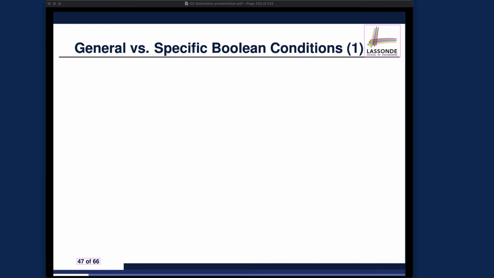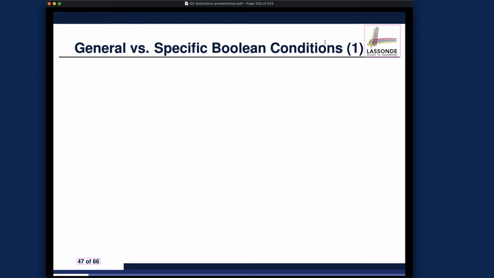This week, before I start talking about loops, I would like to finish the final few topics about selections. The first one is what I meant by Boolean conditions being general versus specific. Let's review what we knew already from last week.